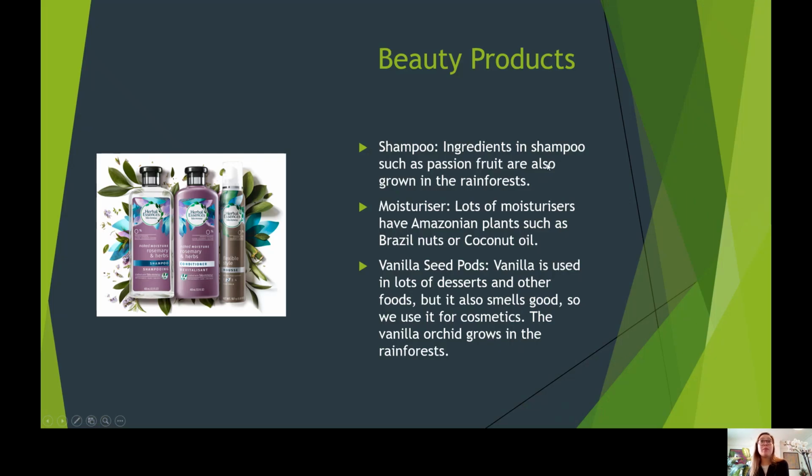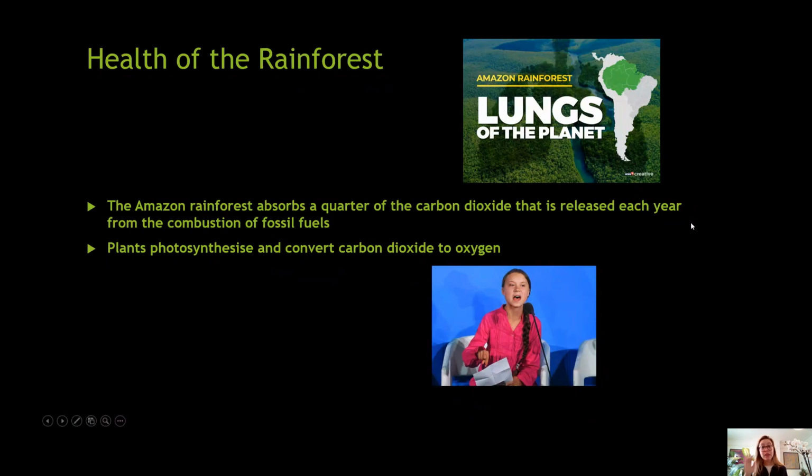Beauty products. Shampoo. Ingredients in shampoos, such as passion fruit, are also grown in the rainforest. Moisturizers, lots of moisturizers have Amazonian plants such as Brazil nuts or coconut oil in them, and vanilla seed pods. Vanilla is used in lots of desserts and other foods, but it also smells good, so we can use it for cosmetics, so makeup. The vanilla orchid grows in the Amazon rainforests.